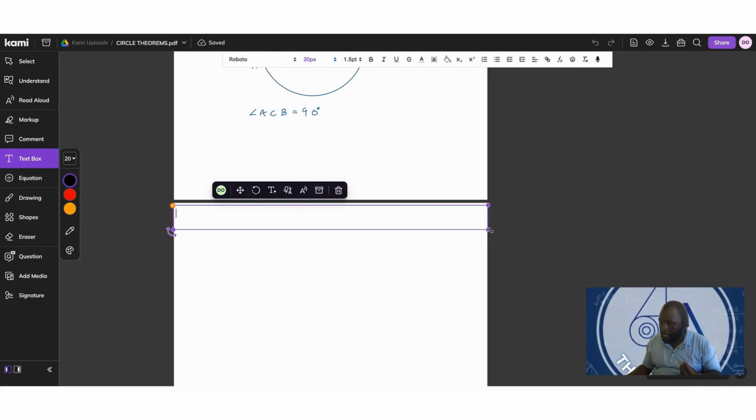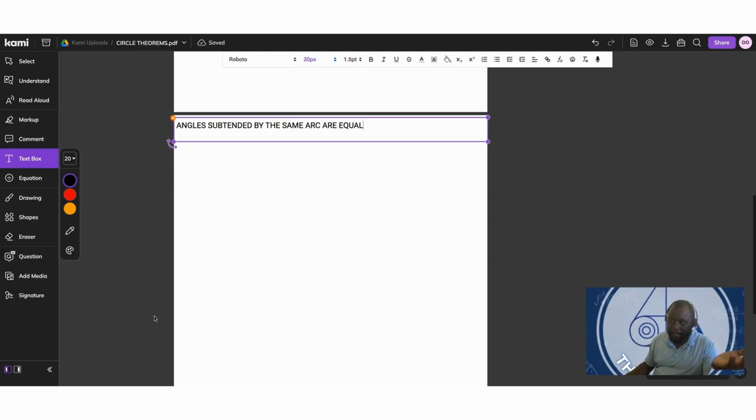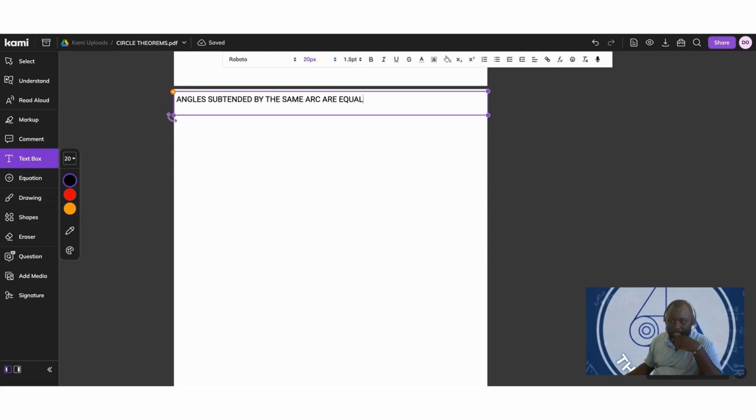That's the rule. The rule is angles subtended by the same arc are equal. So if there are two angles, three angles, four angles that are subtended, they start at the same point and end at that same point, then those angles are equal.